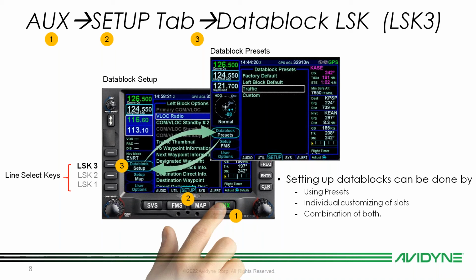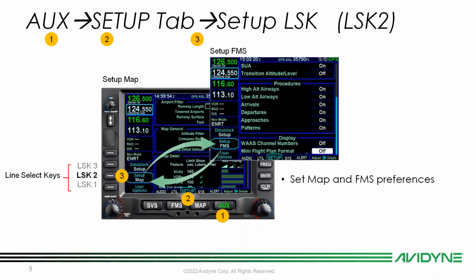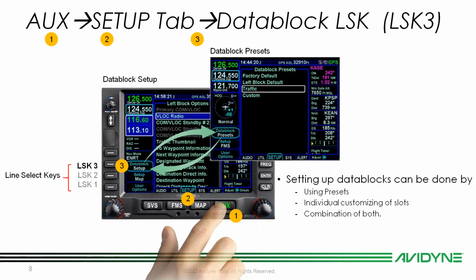So getting into this, your line select keys, I'm going to be talking about these 3 right now. Setting up your data blocks and your data block presets are going to be done by either using presets, using some individual customizing of those slots, or a combination of both. So what I mean by that is, let me go back one here. We do have some data block presets that we can use.